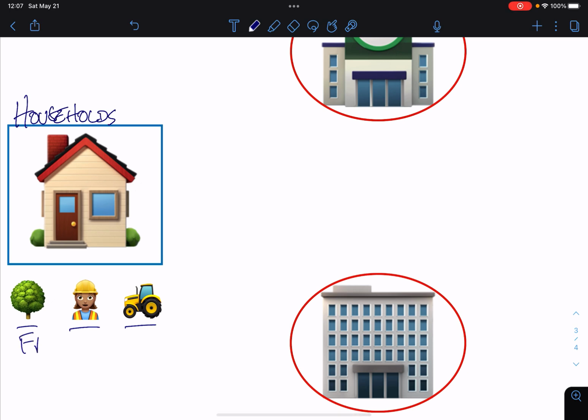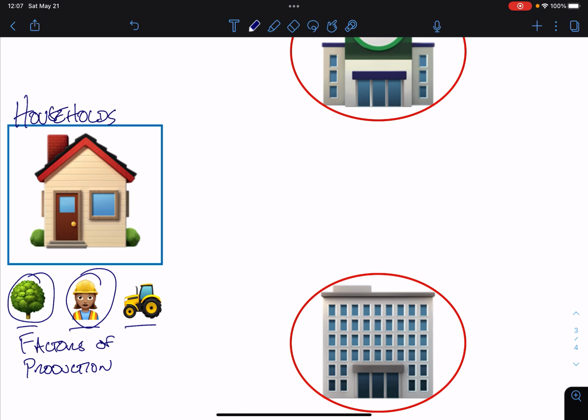Sometimes we call these the factors of production, which I tend to abbreviate as the FOPs. They are land, stuff that we get from the earth, like lumber, water, and agricultural products. Labor, human time and effort that goes into producing something. And then capital, man-made tools that allow the productive process to happen.